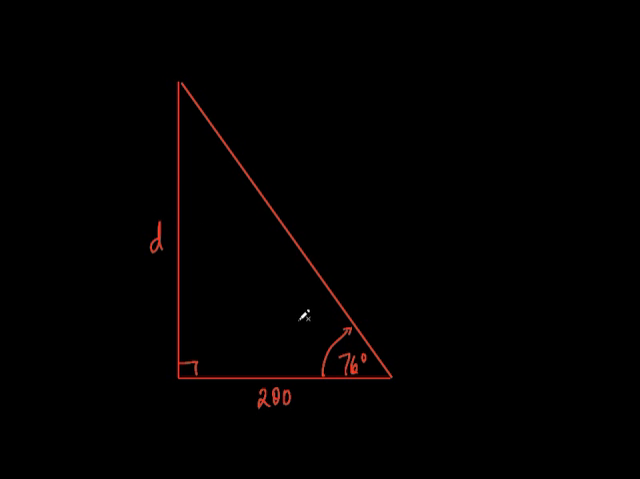All right, so let's see what we're going to do. We have opposite and we have adjacent, so our trig function is the tangent. So the tangent of what, though? You guys listening? The tangent of 76 is equal to opposite over adjacent. So it's d over 200. The math is easy. Multiply by 200.